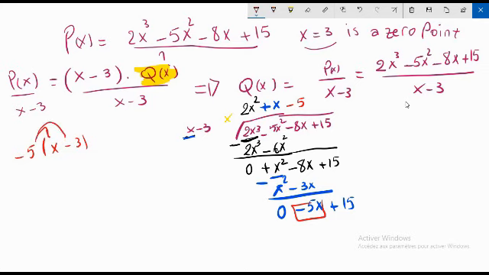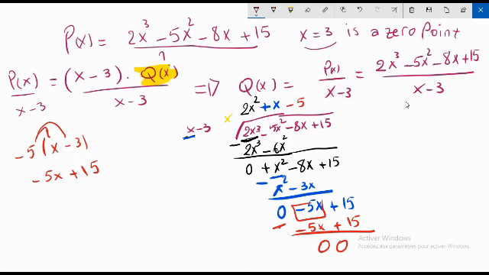Now minus 5 times x is minus 5x. Minus 5 times minus 3 is plus 15. Then what you're going to do is write it back here: minus 5x plus 15. Then what do you do next? The last step is to subtract. So if you subtract minus 5x plus 15 minus minus 5x plus 15, you get 0. So there is no remainder.